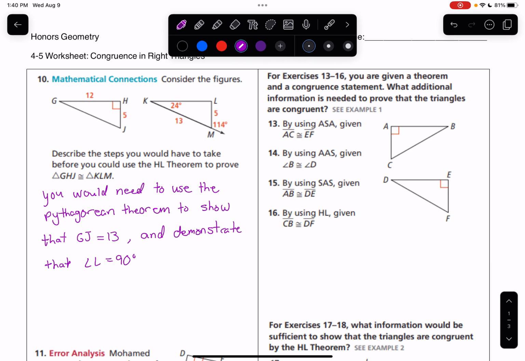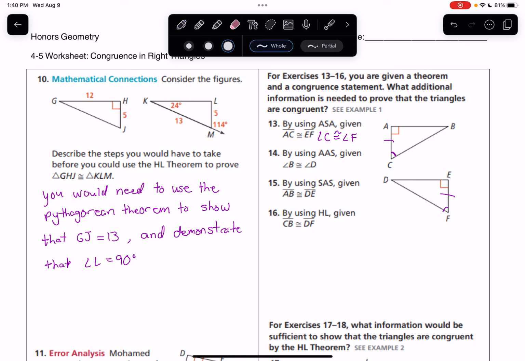All right, for exercises 13 through 16, you are given a theorem and a congruent statement. What additional information is needed to prove the two triangles are congruent? So 13, if we want to use angle, side angle, we know these angles. We know AC is congruent to EF. So if we wanted to use angle, side angle, we would need another angle on the other side of that side. We would need to know this and this. So we would need to know that angle C is congruent to angle F in order to use angle, side angle with that information.